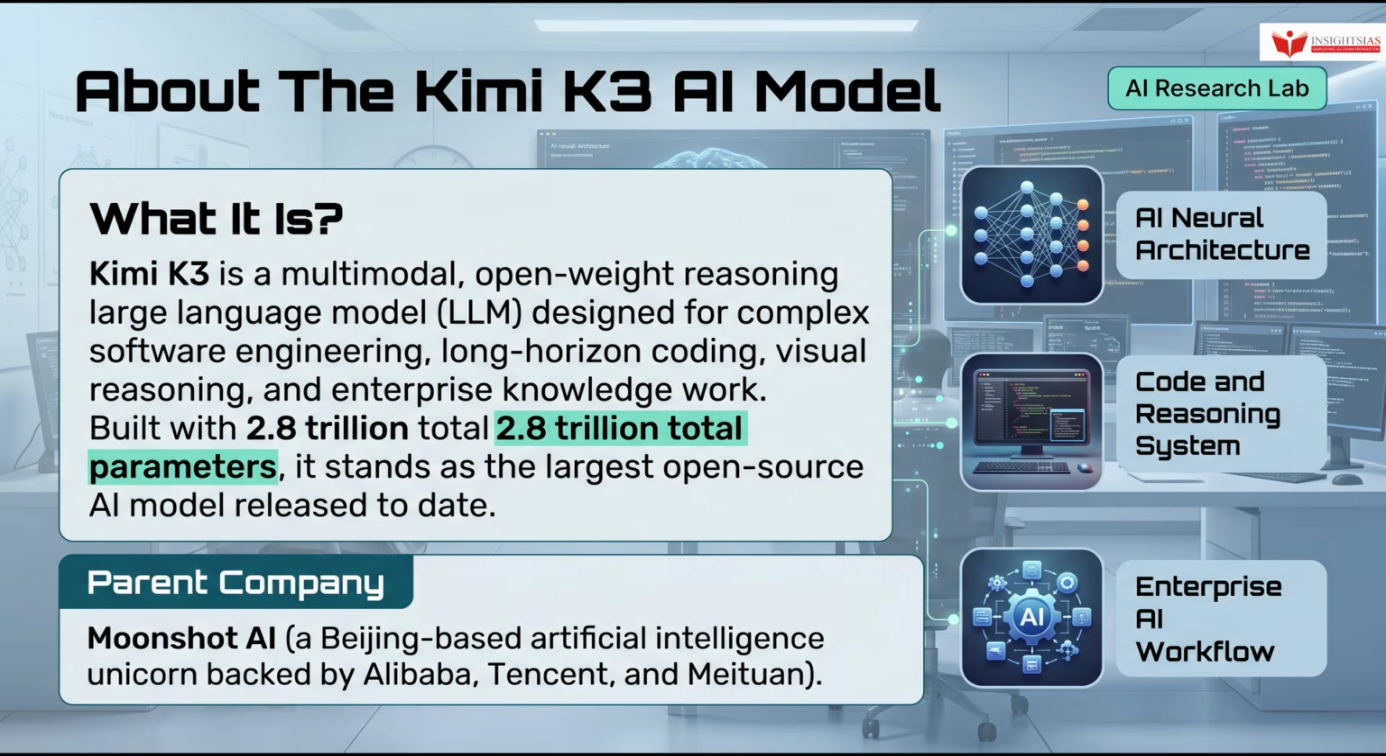So, what exactly is Kimi K3? It's a multimodal, open-weight reasoning large language model (LLM) designed for complex software engineering, long-horizon coding, visual reasoning, and enterprise knowledge work. And here's the headline figure worth holding firmly. Built with 2.8 trillion total parameters, it stands as the largest open-source AI model released to date. It comes from Moonshot AI, a Beijing-based artificial intelligence unicorn backed by tech giants including Alibaba, Tencent, and Meituan.